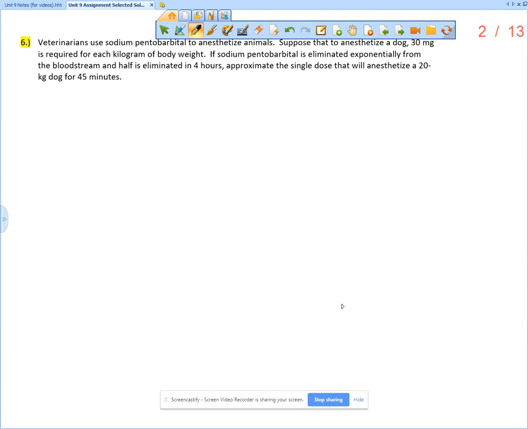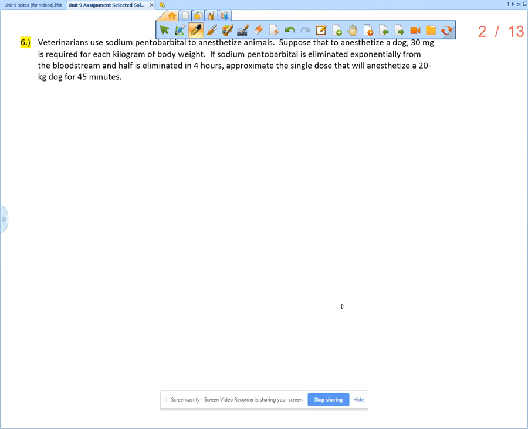Veterinarians use sodium pentobarbital to anesthetize animals. Suppose that to anesthetize a dog, 30 milligrams is required for each kilogram of body weight. If sodium pentobarbital is eliminated exponentially from the bloodstream and half is eliminated in 4 hours, approximate the single dose that will anesthetize a 20 kilogram dog for 45 minutes.